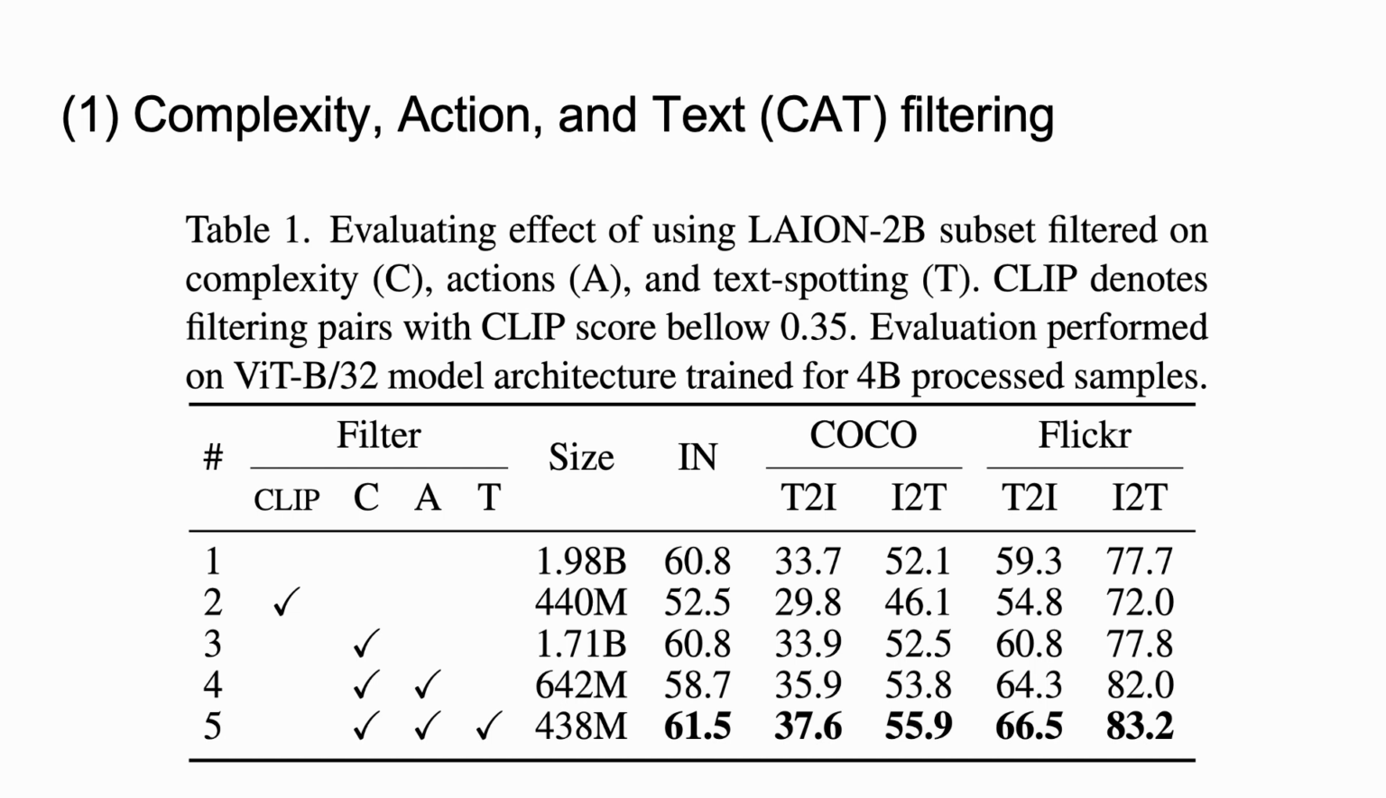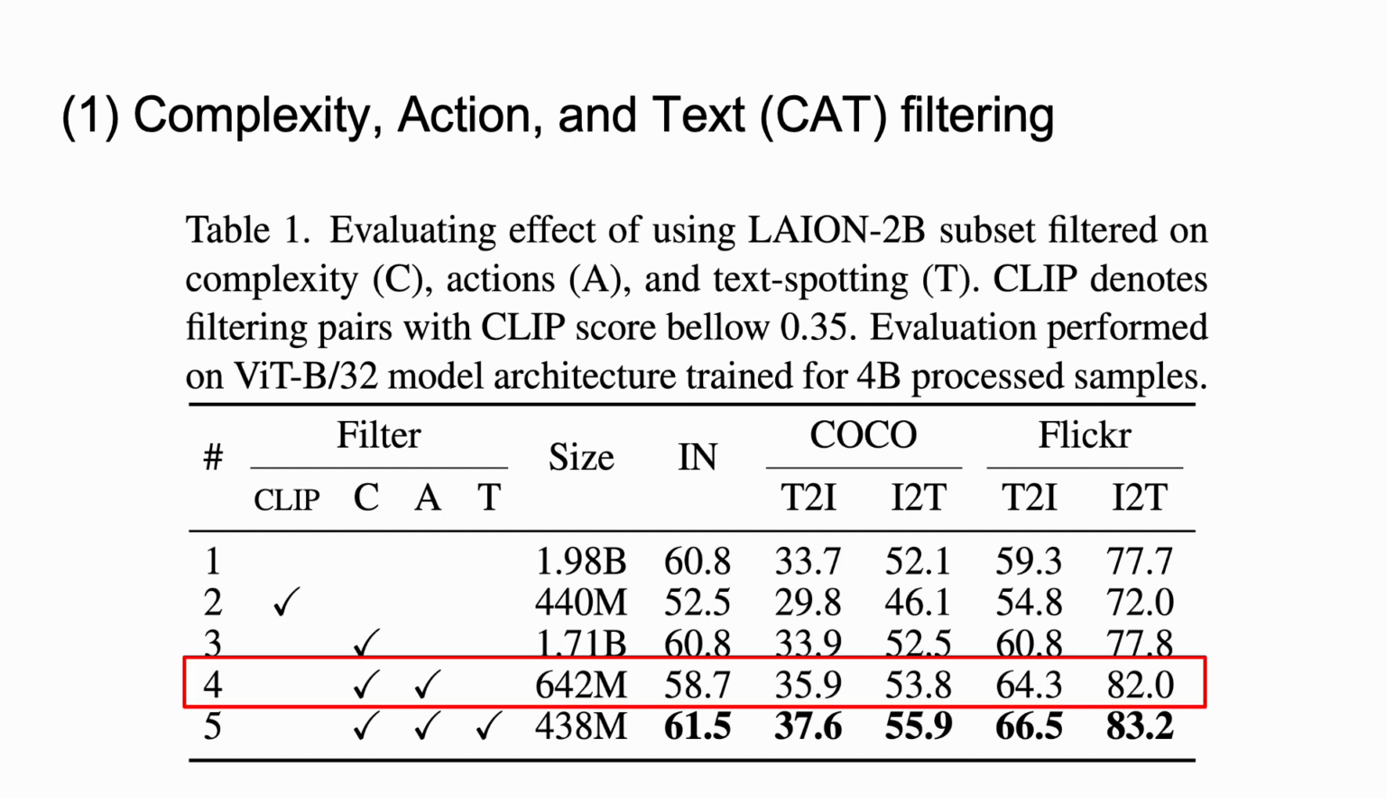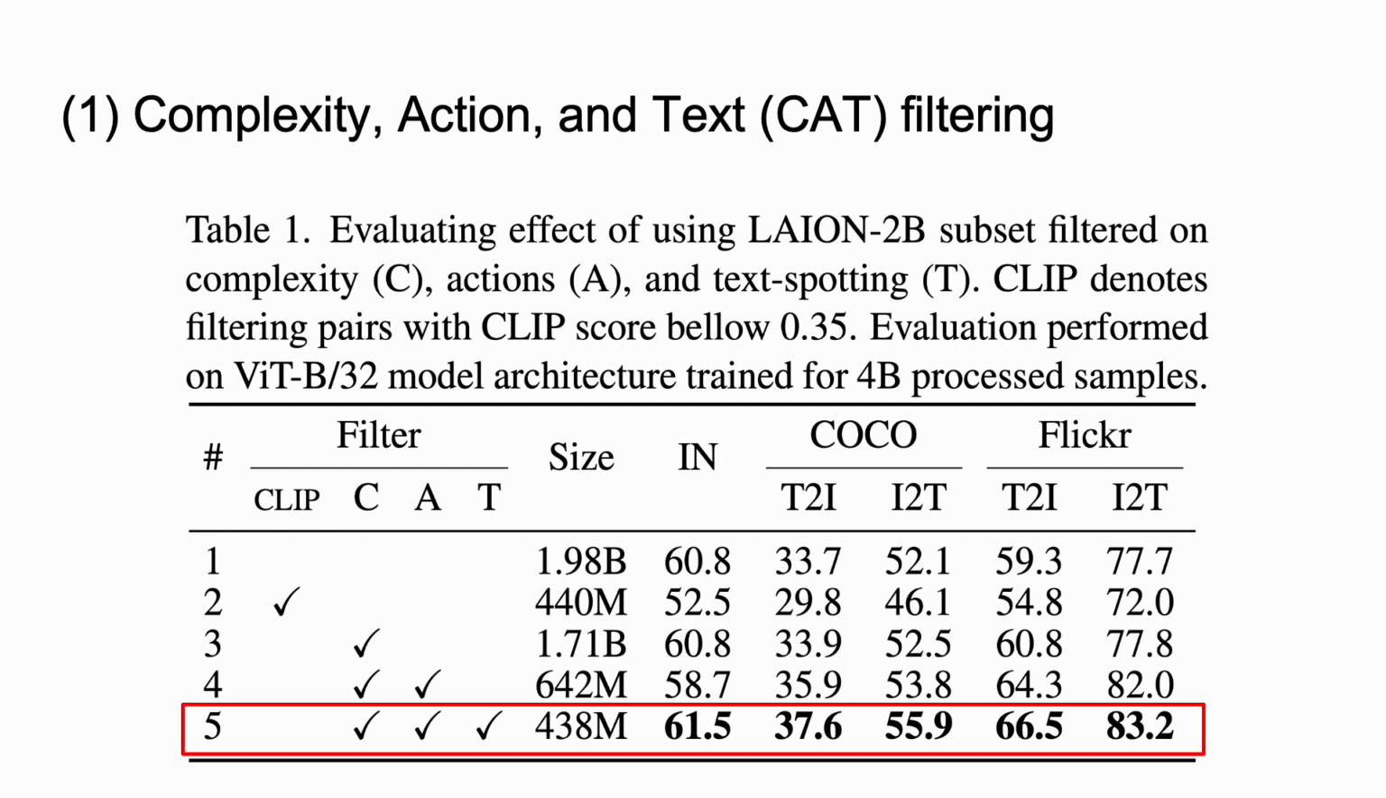Here we show the effect of doing the CAT filtering on the LAION dataset. Note by introducing the complexity and the action filter as shown in row 4, we are able to reduce the dataset size by 3x compared to row 1 while improving the performance on the COCO and Flickr tasks. You can see a slight reduction of performance on the ImageNet task, which makes sense because it is object-centric. Finally, if we add all the three filters, including text spotting, it leads to increased performance across all the tasks.